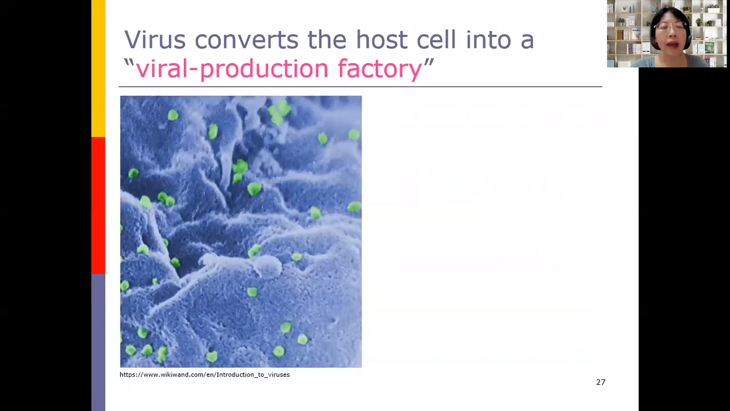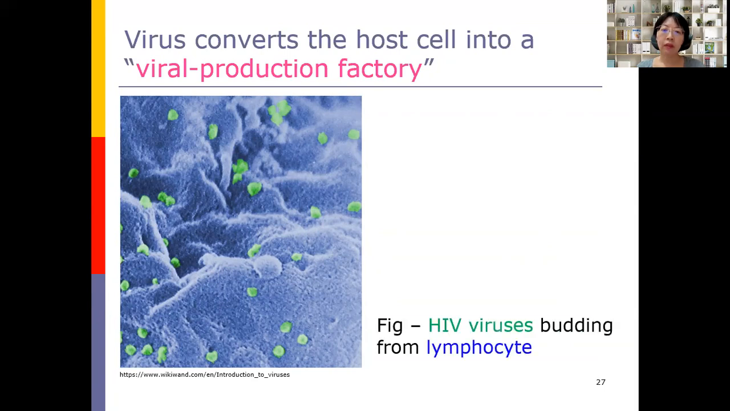Like this scanning electron micrograph here, you can see a lot of the green-colored particles are the viruses that are released from this wave-like structure, which is the cell surface membrane of the host cell. So the figure is showing you the HIV viruses budding off from the lymphocyte, because HIV viruses attack our lymphocytes and convert the lymphocyte into a viral production factory.